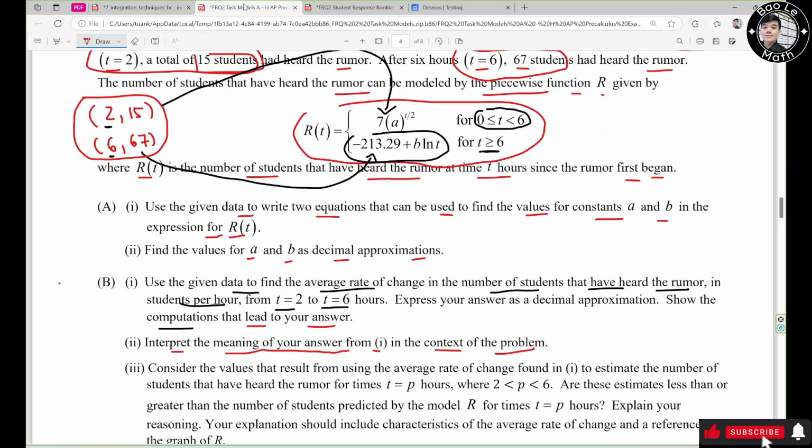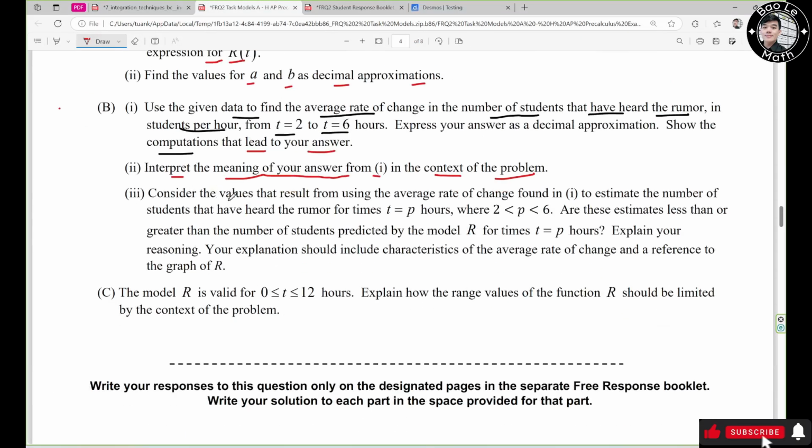Now, let's move on to question B3I. Consider the values that result from using the average rate of change found in part 1 to estimate the number of students that heard the rumor for times t equals p hours, where p is from 2 to 6. Are these estimates less than or greater than the number of students predicted by the model R for times t equals p hours? Explain your reasoning. Your explanation should include characteristics of the average rate of change and a reference to the graph of R.